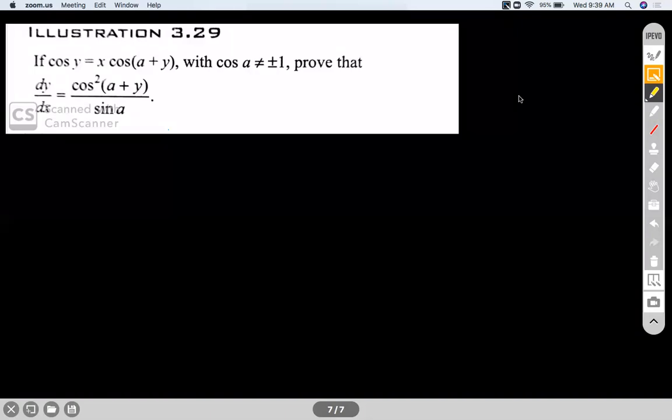Sir, is the y in the cos and the y in LHS and the y in RHS the same? Of course, yeah. y is same throughout.